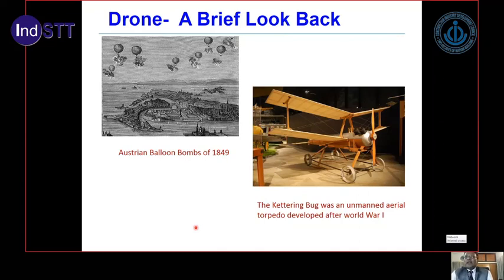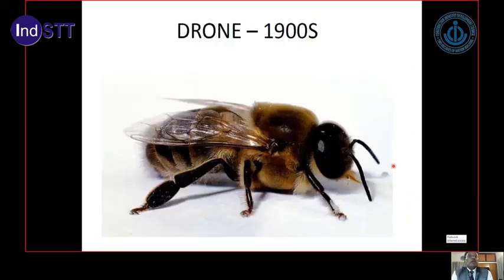Then the catering bug, which was used in World War I. This catering bug flew to a certain height and took the images, and then this has led to the development of the drone technology. So Queen Bee was one of the first returnable usable UAVs which was in practice. If we see where the drone term has come from, it is the Queen Bee. And if you see the shape of the bee, a drone is similar to this kind of shape. So the drone has derived its term from the term bee.